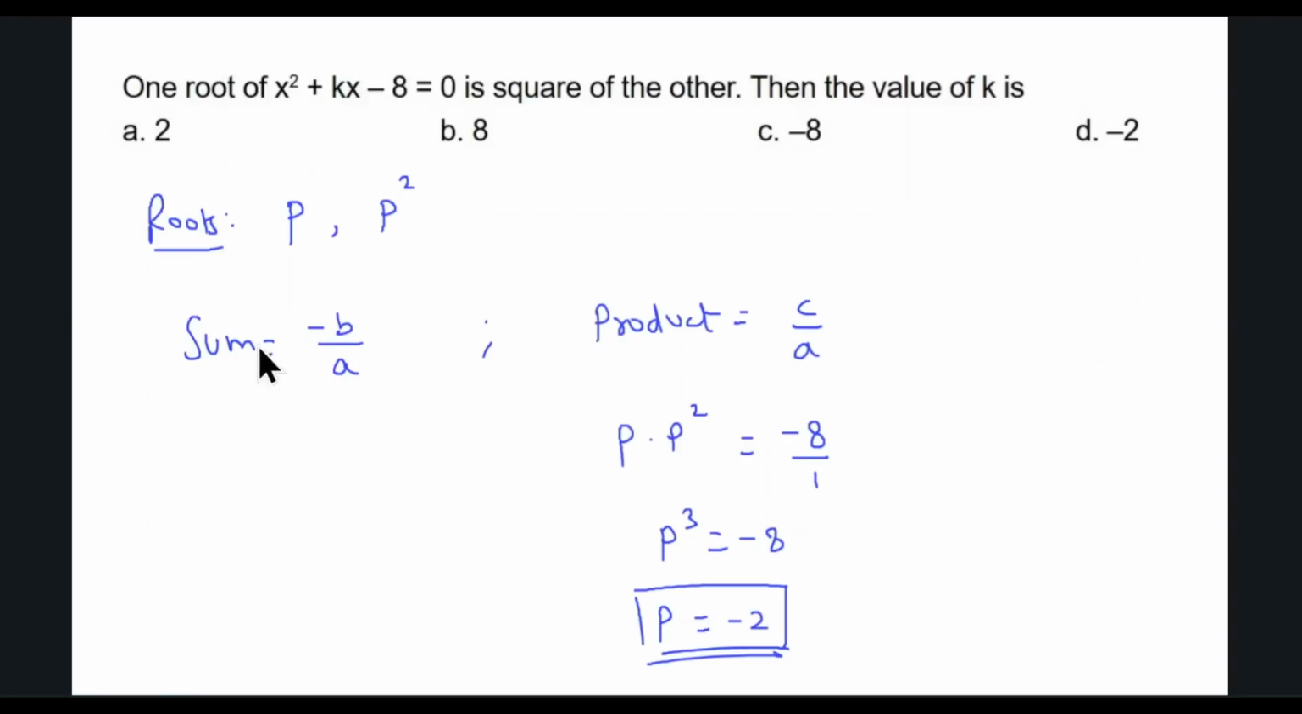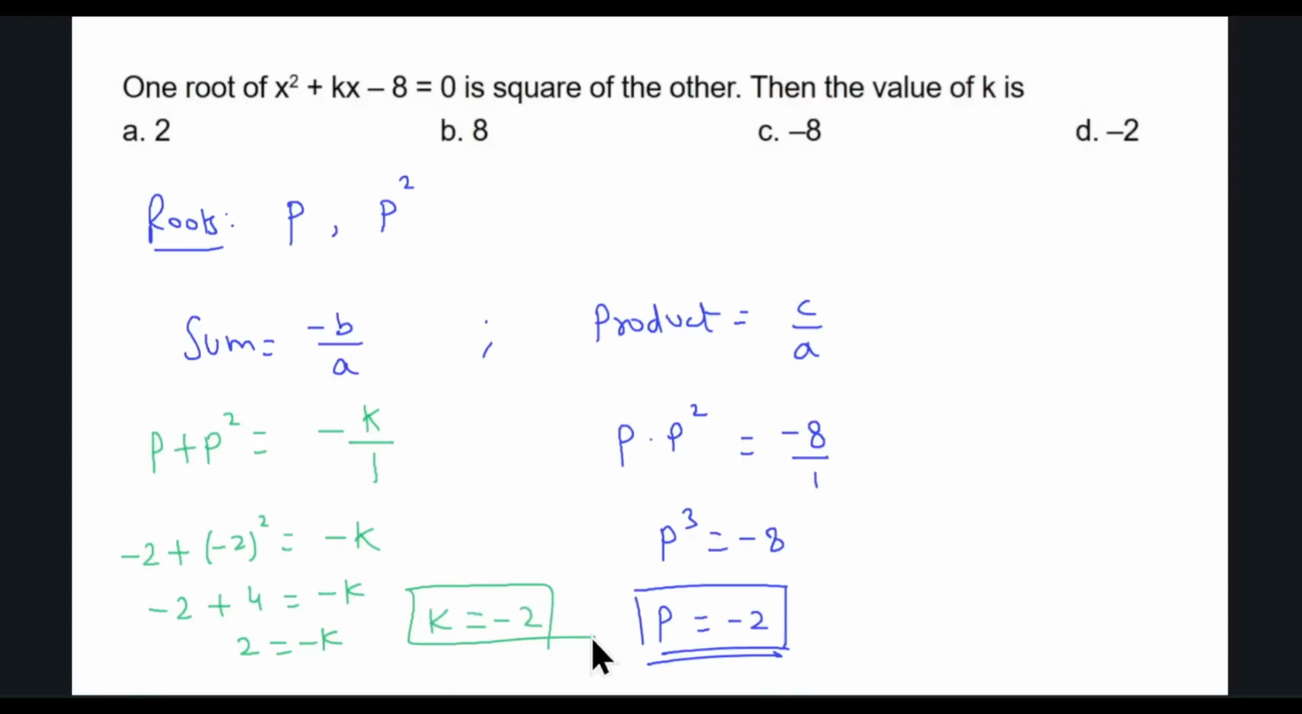Now I'm going to use sum. Sum is nothing but p plus p square, and that's going to be negative b over a, where b is just k and a is just 1. P is negative 2, and p square, negative 2 square, is equal to negative k. So negative 2 plus negative 2 square, which is 4, is equal to negative k. So 2 is equal to negative k, which means that k is negative 2. So the final answer is negative 2, and that is indeed option D.